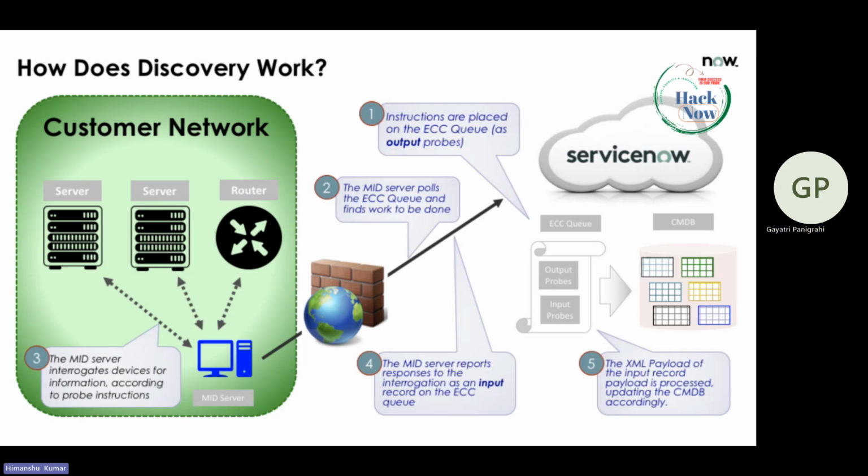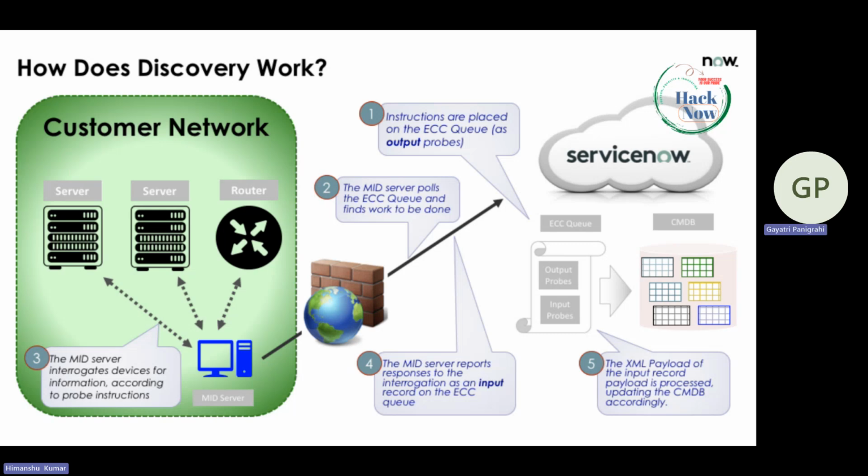So how does it work? Okay, let's see that. First of all, whenever we run the discovery, it generates some ECC queue, the external communication channel, right? That basically grabs some information from the ServiceNow platform and sends that information to the MID Server application, right? The MID Server application will understand that information and try to communicate to those machines which we wanted to communicate with, and pass some information to those machines so that they will revert back some information.